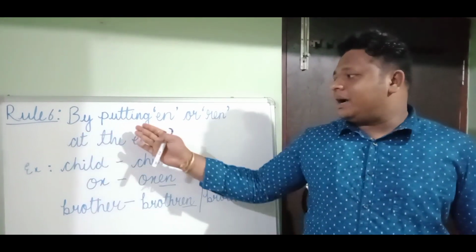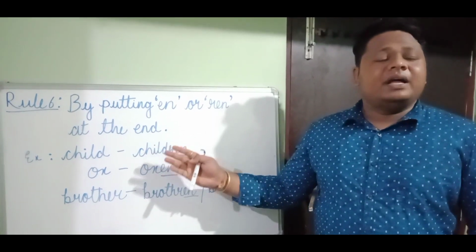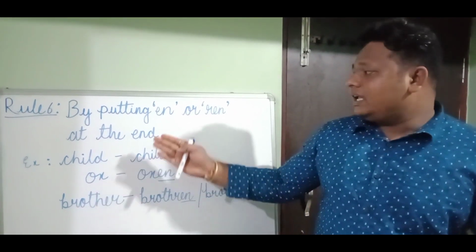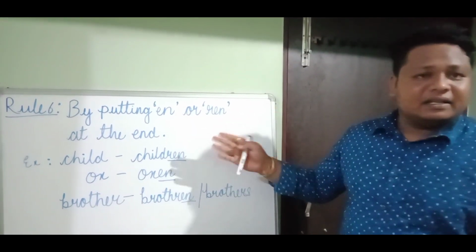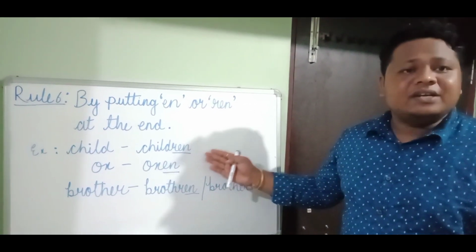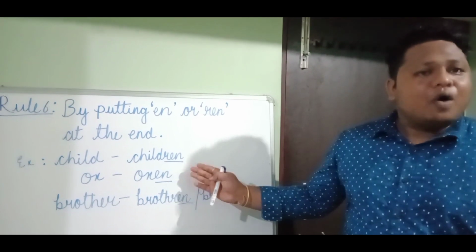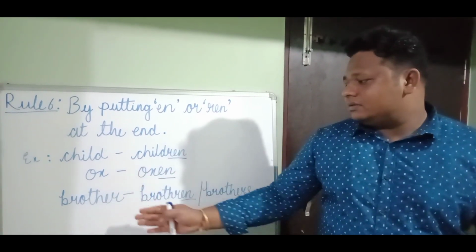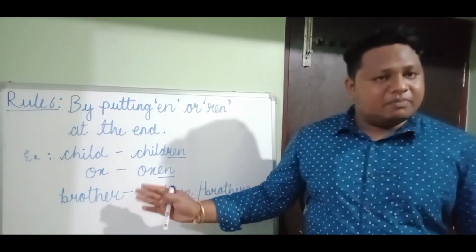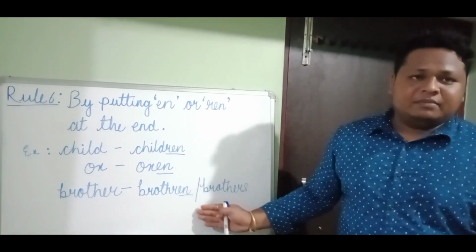Rule number 6: by putting en or ren at the end, we make the plural form. There are some nouns whose plural forms are made by just putting en or ren at the end. Let us see some examples. Child, we add ren and make it children, the plural form of child. Ox, we add en, oxen, the plural form of ox. Brother, we add en, brethren, to make the plural form of brother. The plural form of brother is also brothers, so you can use any one of them.